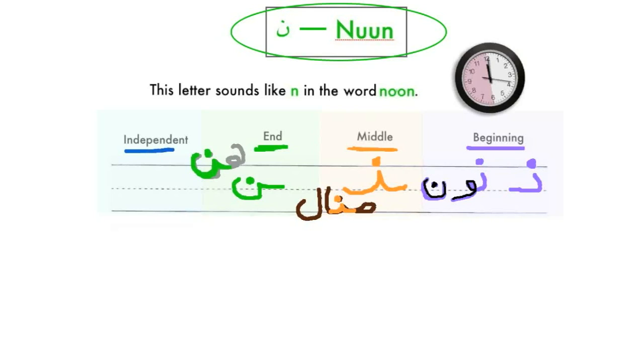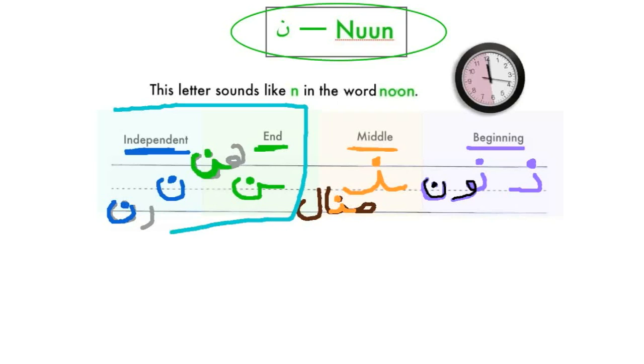And in independent form, we write the Noon like this, as in the word run, Ra, Noon. Remember that the Noon in independent form and its connecting form at the end are related to each other, because it's only written in independent shape like this at the end of the word.